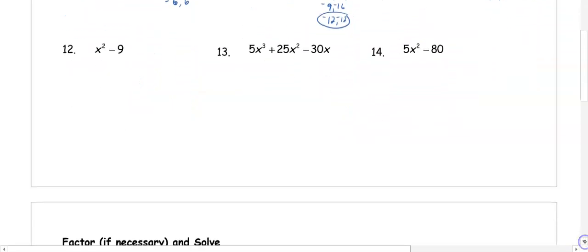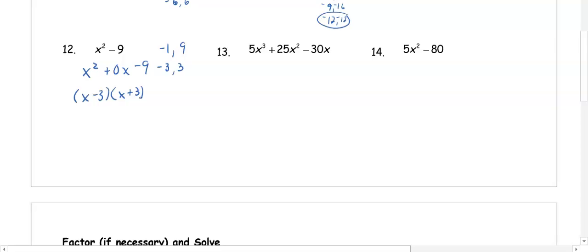In number 12, we have x squared minus 9. So another way to think about this is x squared plus 0x minus 9. Numbers that multiply to 9 are 1 and 9 and 3 and 3. Since we're multiplying to a negative number, we need one of each sign. So the one that adds to 0 is negative 3 and 3. So x minus 3 and x plus 3.